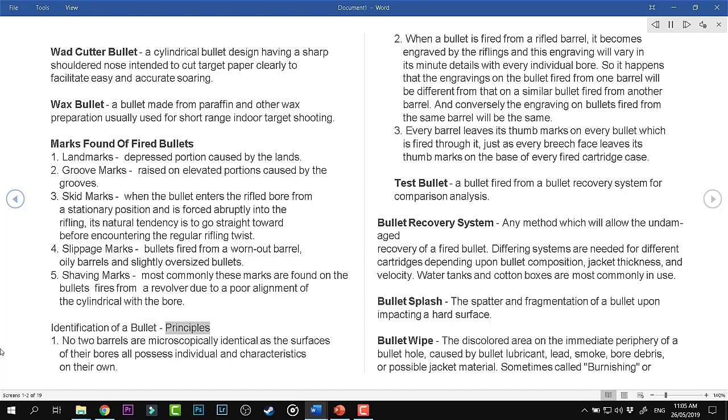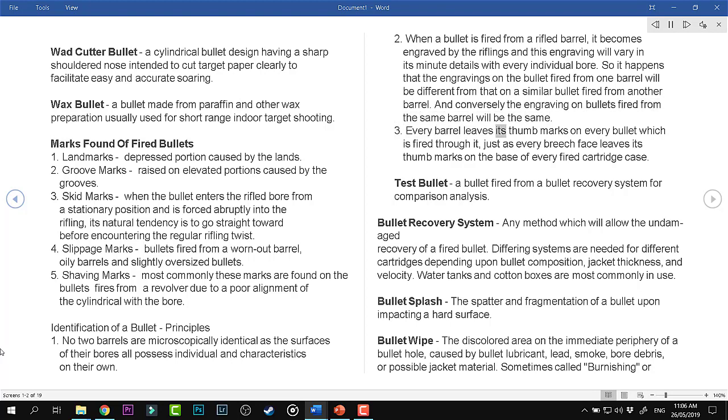Identification of a bullet, principles. 1. No two barrels are microscopically identical, as the surfaces of their bores all possess individual characteristics of their own. 2. When a bullet is fired from a rifled barrel, it becomes engraved by the riflings, and this engraving will vary in its minute details with every individual bore. So it happens that the engravings on a bullet fired from one barrel will be different from that on a similar bullet fired from another barrel. And conversely, the engraving on bullets fired from the same barrel will be the same.